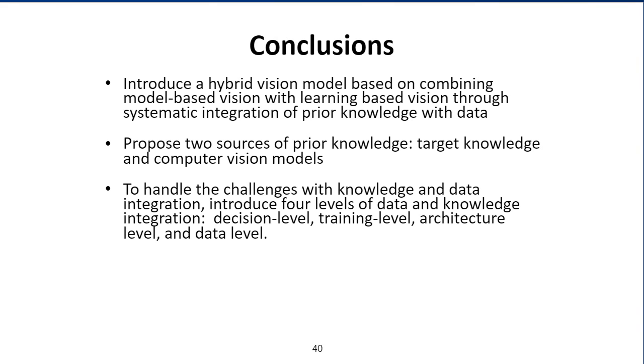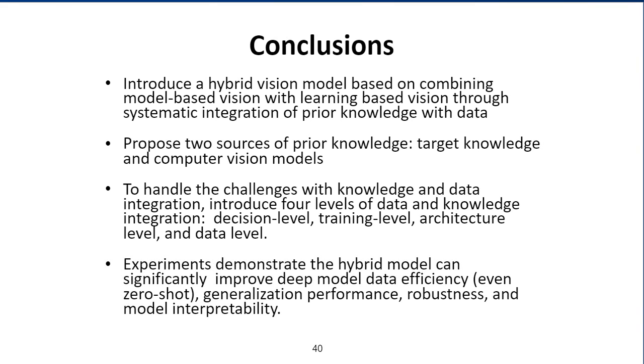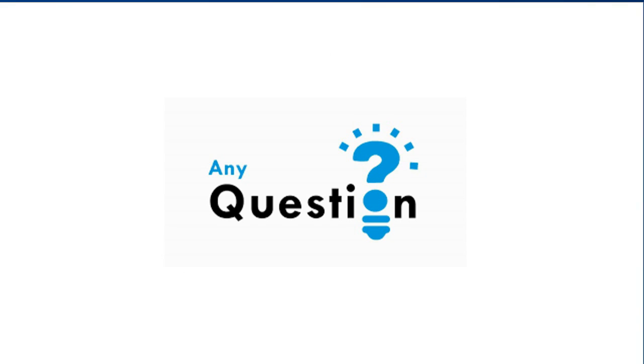The experiments demonstrate the hybrid model can significantly improve deep model data efficiency and even perform learning with 0 shot, without any data, and improve the generalization performance across datasets, across domains, and improve the robustness, and also improve the model interpretability. That's it. Thank you very much. Any questions?